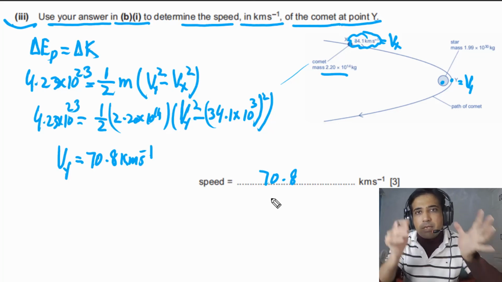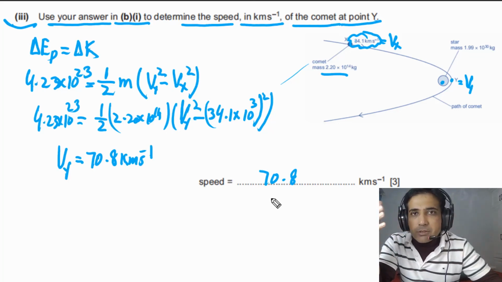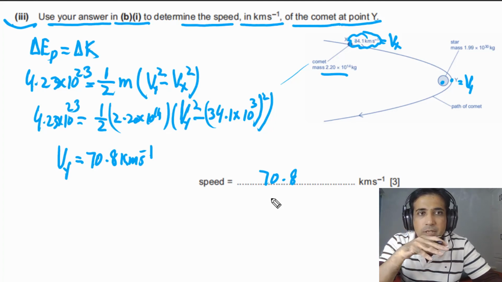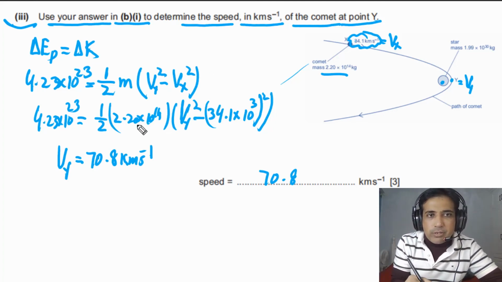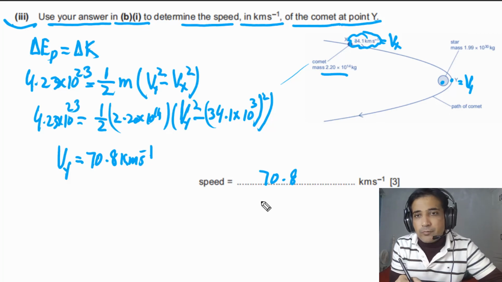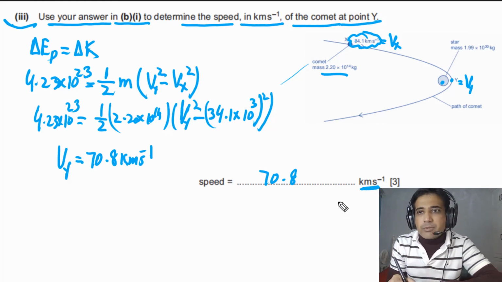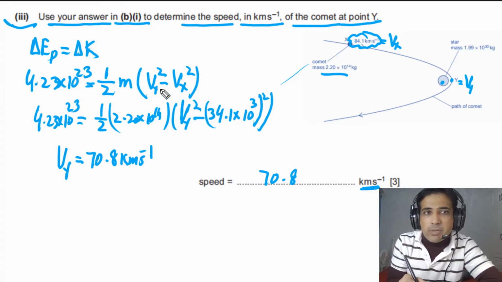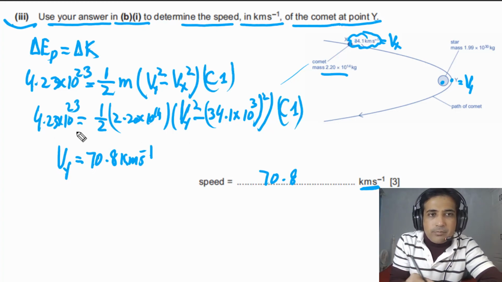Simply you need to understand for this question, mechanical energy is conserved. So the change in gravitational potential energy is equal to change in KE. You need to equate and you can find the value of Vy. And your answer has to be in kilometers per second. This question has 3 marks. The first C mark you will get if you have written this step, the second C mark you will get if you have substituted these values, and the third mark is the answer mark.